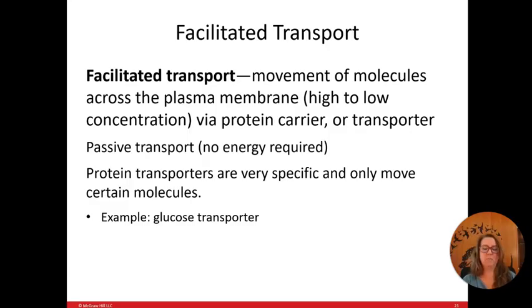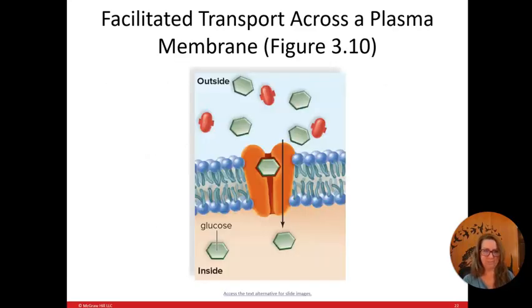But for our protein transporters, we know that they're very specific and they're only going to move certain things. So like a glucose transporter, as its name implies, only transports glucose. Okay, it's not going to transfer lipids. It's not going to transfer any kind of amino acids or anything like hormones. It's only a glucose transporter.